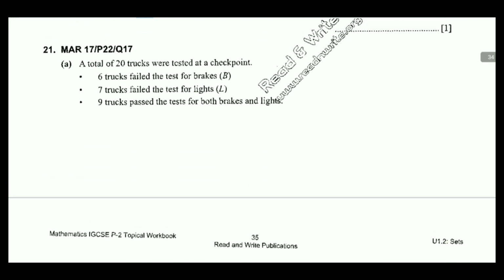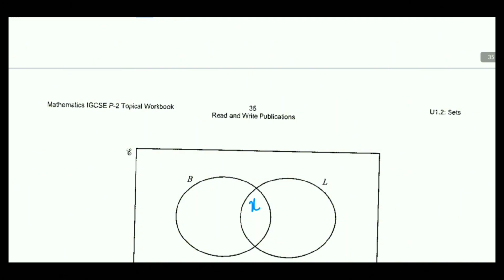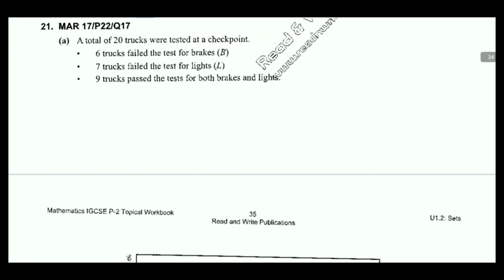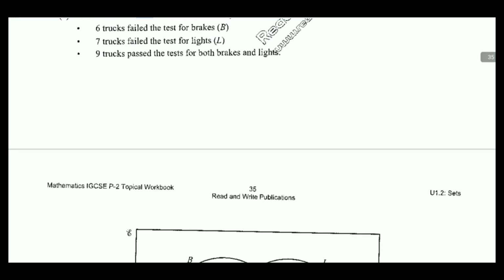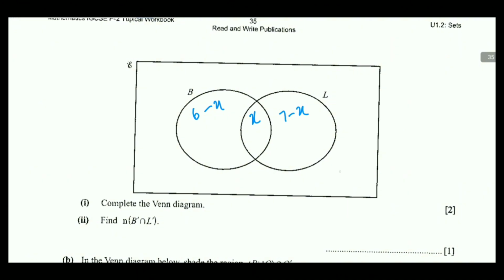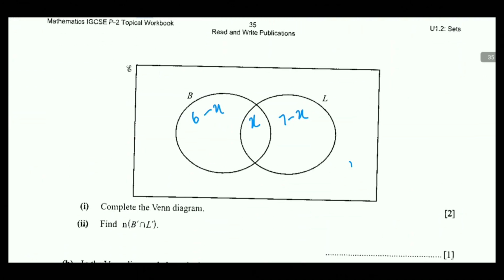For brakes, 6 trucks failed the test for brakes. So this region will be 6 minus x. Lights, 7 trucks failed the test of lights. So it means 7 minus x. 9 trucks passed the test. So if they passed the test, that 9 will be outside the circles. This is the way you will complete it. But you have to find the value of x, and your final answer will be the exact values. You will not leave it as it is. Find x, put the value of x in these expressions, and find the final answer.